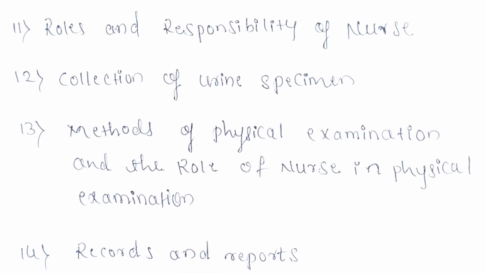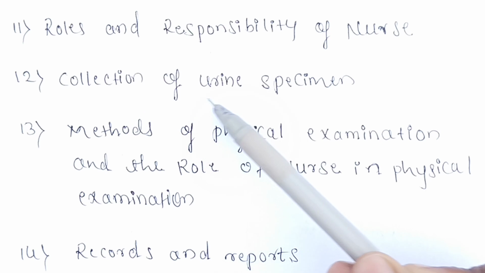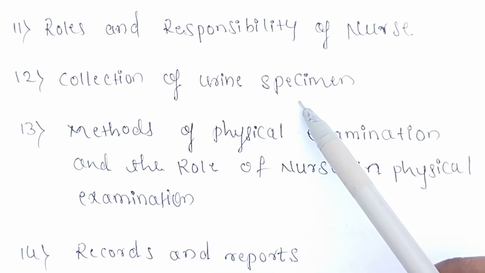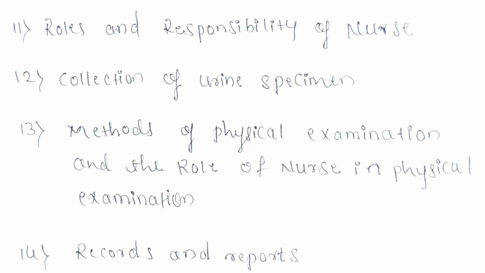Next question, rules and responsibility of nurse. As a nurse, what are the rules and responsibilities? So write all the rules and regulations or responsibilities. Next question, collection of urine sample, urine specimen. For the urine specimen, what type of collection will we do? We will collect. So write all the collection of urine specimen that we need.